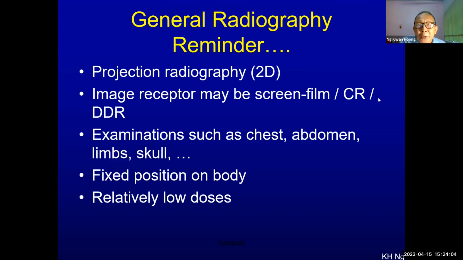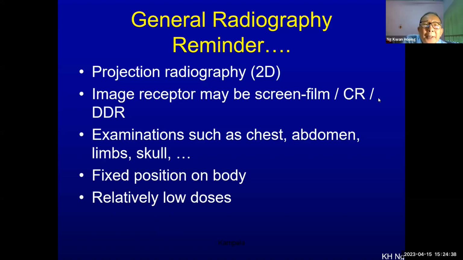The image receptor will be screen film, which is relatively rare now, right? But we move to CR and DDR. Mostly are digital now. And exams, I mentioned chest, abdomen, limb, or skull, I forgot to mention. But a lot of the skull will be taken over by CT. And also it's a fixed position of the body. Right? We don't shift like chest or abdomen. Relatively it is lower dose compared to CT, for example.